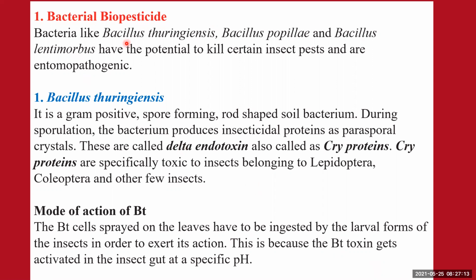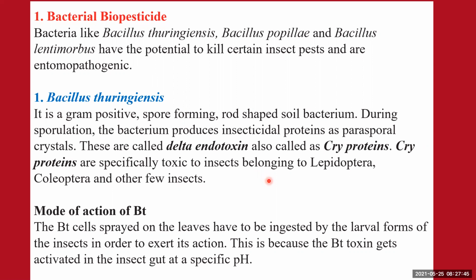Bacteria like Bacillus thuringiensis, Bacillus popilliae, Bacillus lentimorbus, or Pseudomonas are potentially used as biopesticides. These Bacillus thuringiensis and Bacillus popilliae have the potential to kill certain insect pests, and they are called entomopathogenic bacteria. Entomopathogenic means pathogenic to insects. Now, the first and most important bacterial biopesticide is Bacillus thuringiensis.